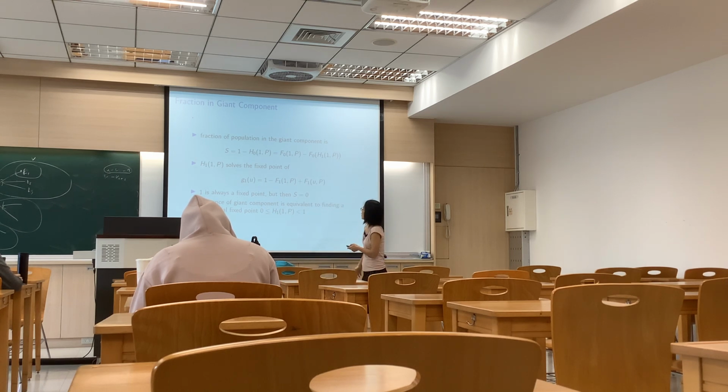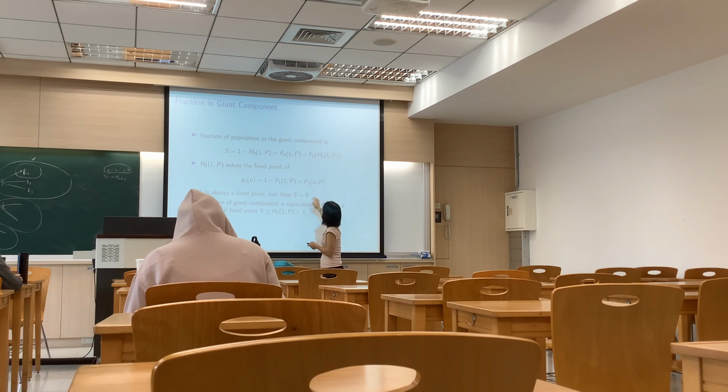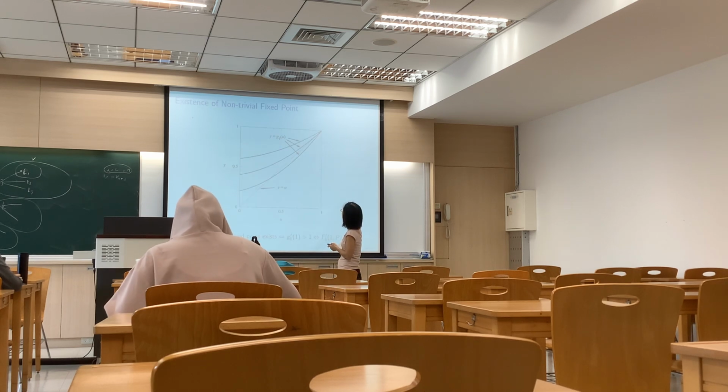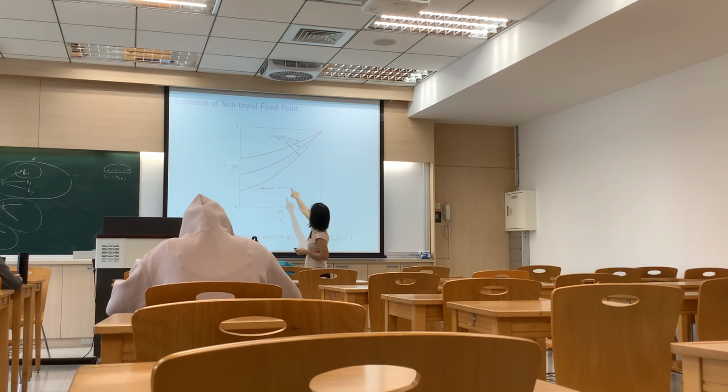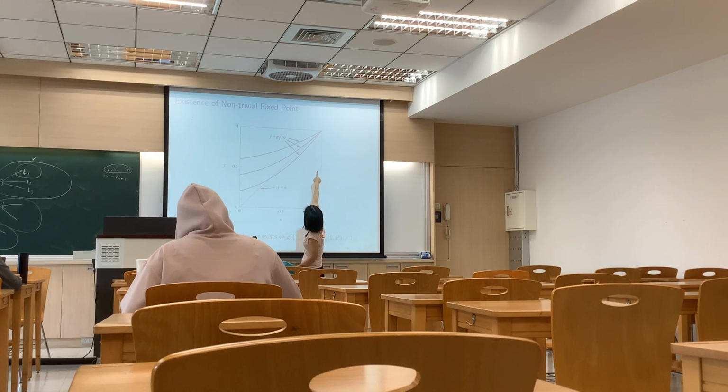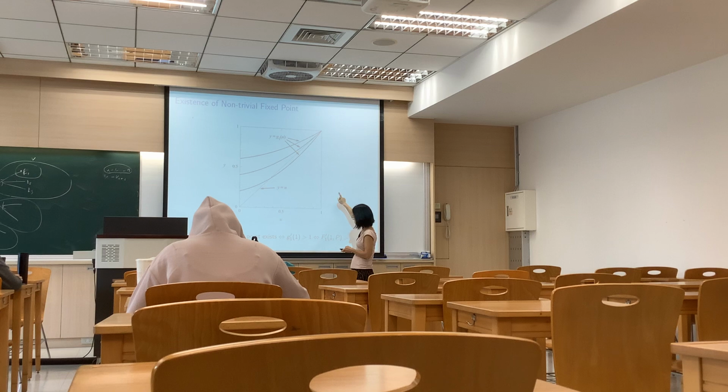So existence of a giant component is equivalent to finding a non-trivial fixed point of this function that is strictly smaller than 1. And we can draw this function as a function of u. So this is for some probability generating function of some random graph model. This is how you can draw the G1 function. A non-trivial fixed point exists, and the function is convex.